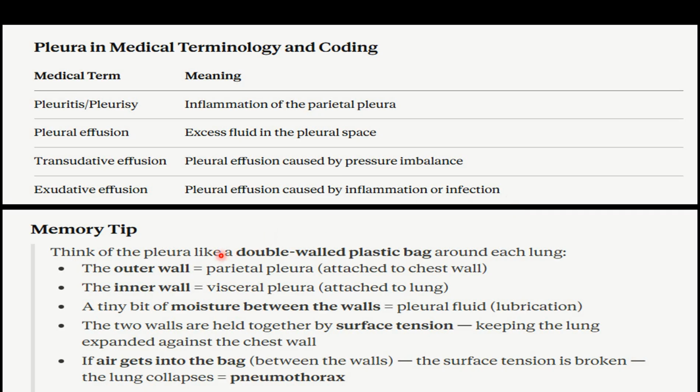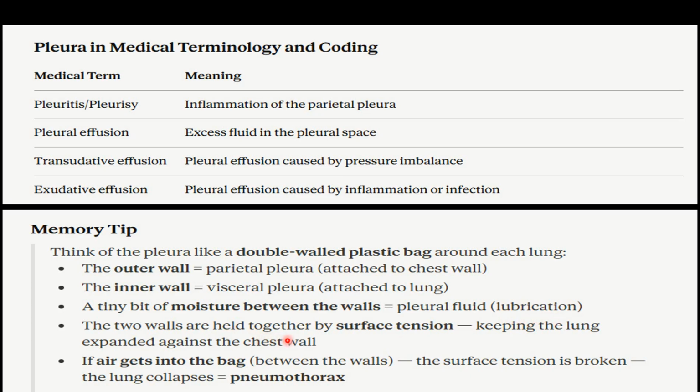Now we have learned so many things, so how will we remember them? For that I have provided a memory tip. Think of the pleura like a double-walled plastic bag around each lung. The outer wall, which is the parietal pleura, is attached to the chest wall, and the inner wall, which is the visceral pleura, is attached to the lung. A tiny bit of moisture between the walls is called pleural fluid, which is for lubrication.